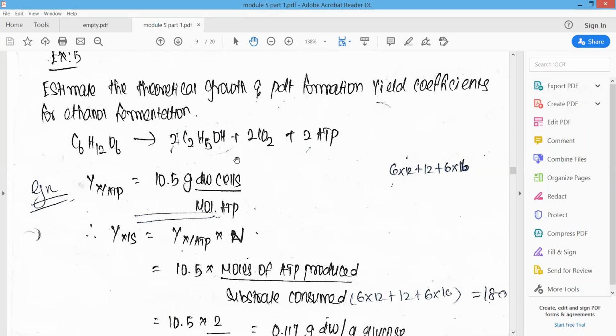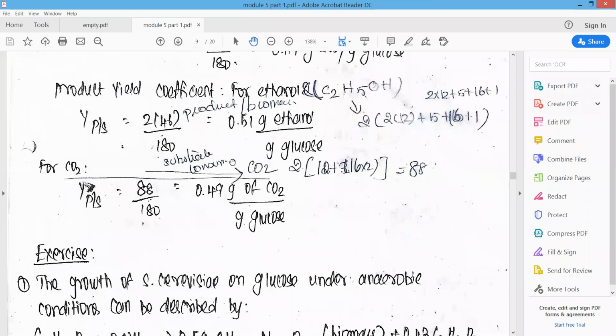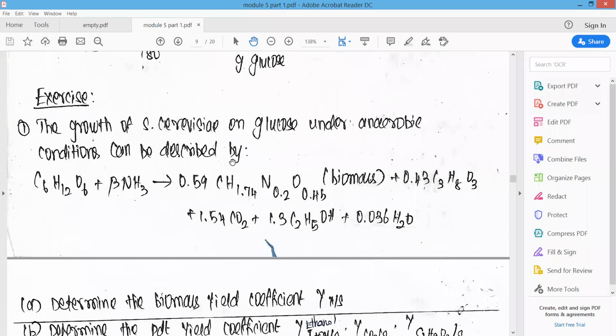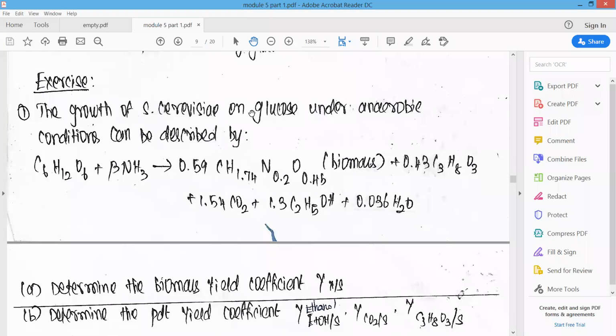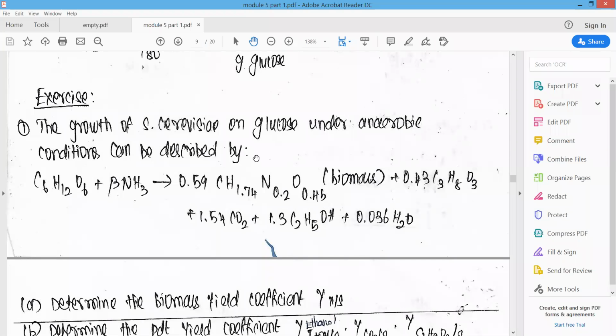This problem is not required. We will see it last, if there is time. Otherwise, we will go ahead with the next problem. The next problem, the growth of Saccharomyces cerevisiae, is also not required. Only the stoichiometric coefficient problems are there.